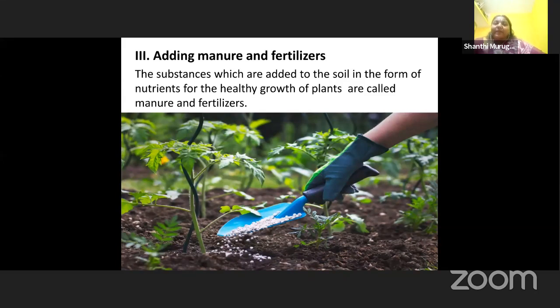Humus is nothing but, when the cow dung is decomposed, it becomes very powdery.